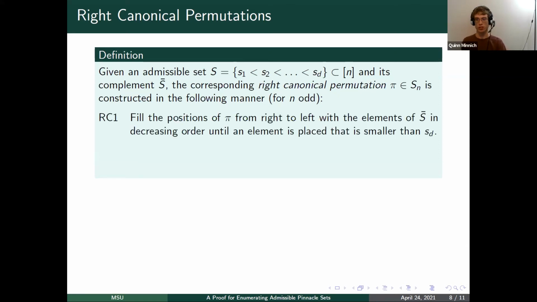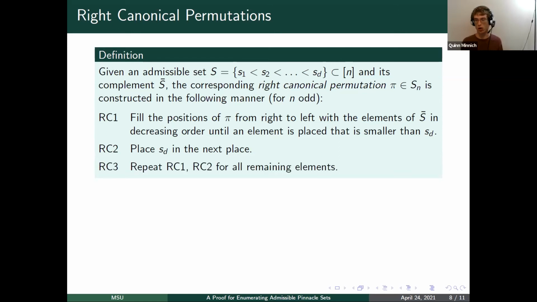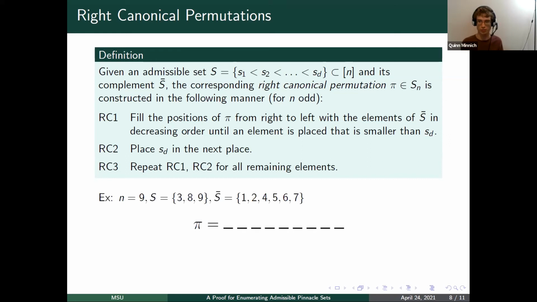We're going to build our permutation from the end forwards, from back to front. And we're going to start by placing the non-pinnacles, starting with the largest, the next largest. And we place non-pinnacles at the end of pi until the first time we place something smaller than the largest pinnacle. And then at that moment, we place the largest pinnacle in the next position. Then we go back to the first step and we place non-pinnacles in decreasing order until we place one smaller than the next largest pinnacle. And then we place that pinnacle. And we keep doing this until all the elements are placed. Again, this makes it look more complicated than it is. So let's do an example.